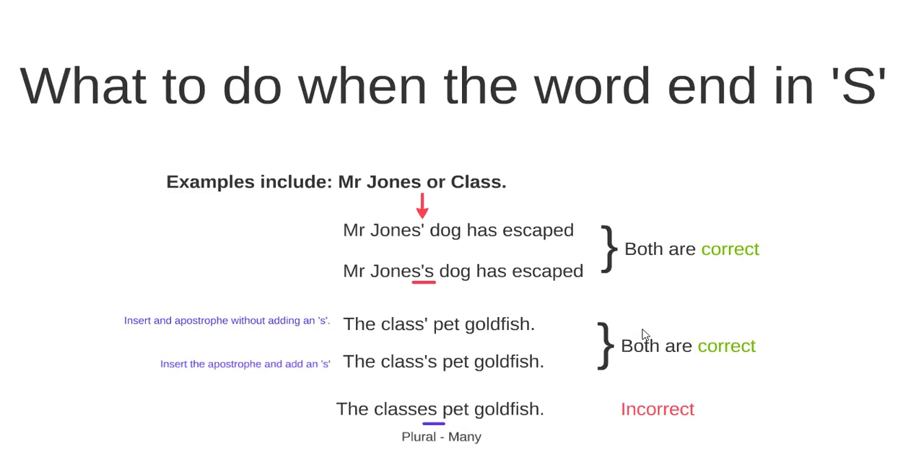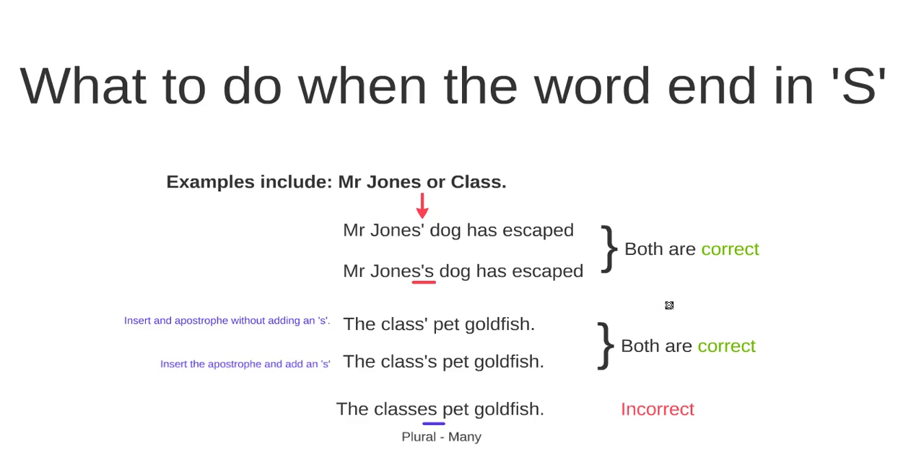This can be slightly difficult or complex when we talk about words that finish with an S, like Mr. Jones or class. In this case, we have two different ways of responding. We can simply insert the apostrophe and no S. Mr. Jones' dog has escaped. We're showing that the dog belongs to Mr. Jones. Alternatively, and as equally correct, we can say Mr. Jones's dog, with an apostrophe and an S, has escaped.